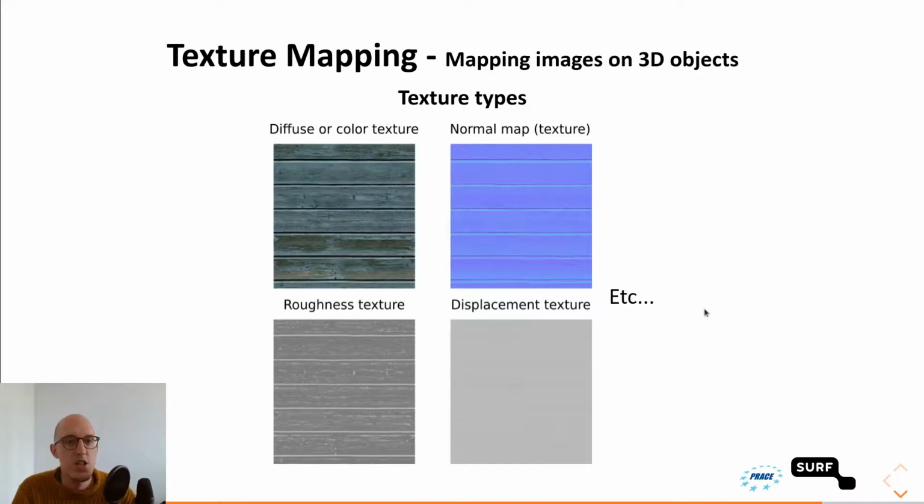You also have other textures like the metalness of an object. This is a metal map, and the ambient occlusion map, and so forth. But the most used textures I showed you right now are the color, normal, roughness, and displacement maps.